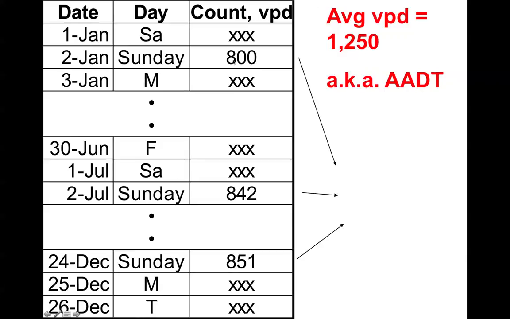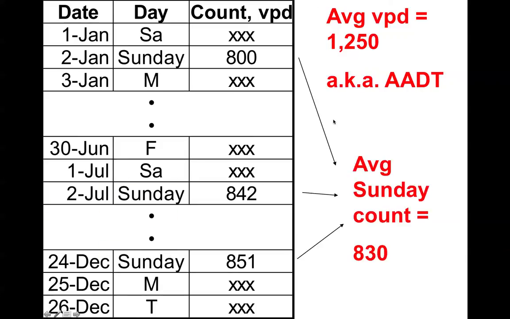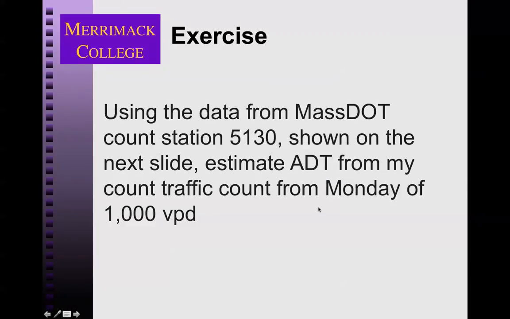If I'm interested in how Sundays compare, I can take the average count on Sundays from this database. So if I use some data from Mass DOT, count station 5130, and I'll show this to you on the next slide. You should have this in your notes. I want to estimate the ADT. The ADT, remember, is an estimate using data from my sample of the AADT, the big one, right?